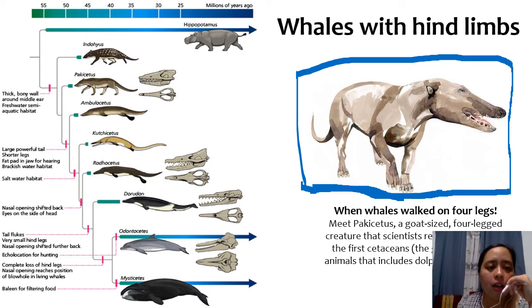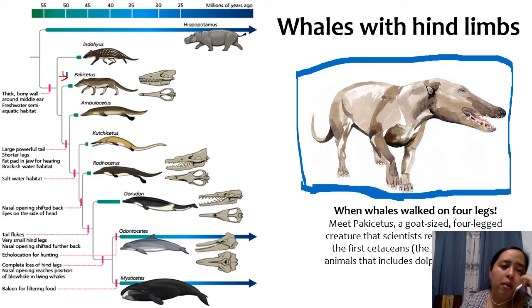As you can see in here, we have the Pakicetus here. Wait lang ha. Itong si Pakicetus na to here. Ito siya. This one, no? Yan. Si Pakicetus dyan is said to be the ancestor of the whales that we have right now.